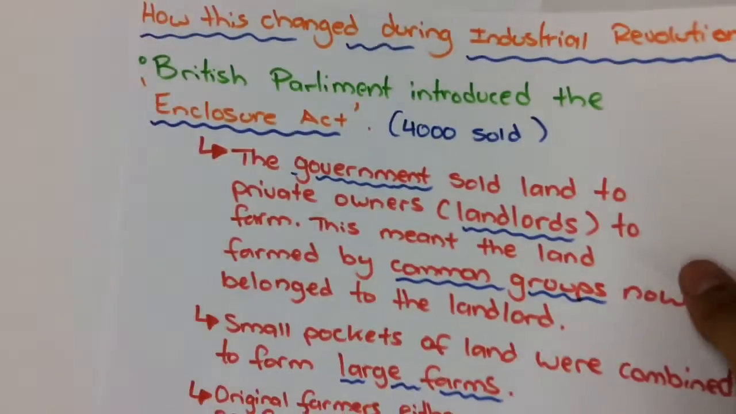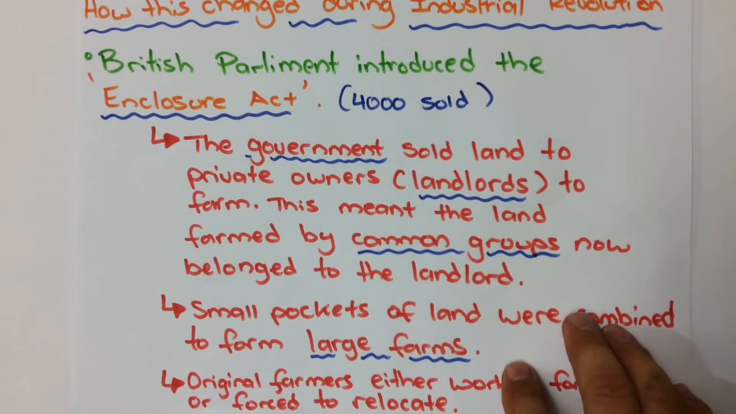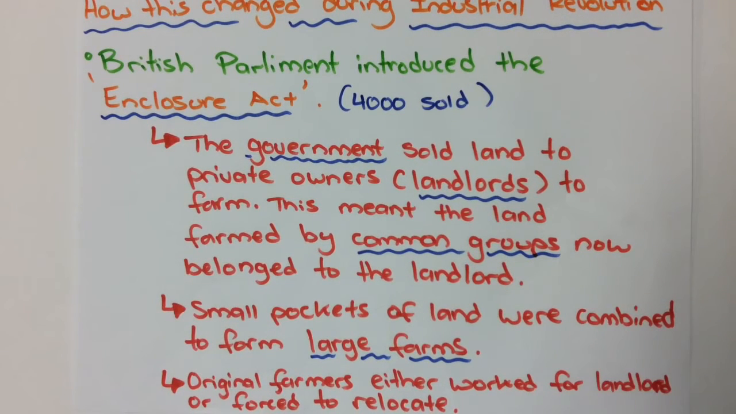How did it change? The British Parliament introduced what was known as the Enclosure Act. They sold about 4,000 of these to rich or wealthy business people. They sold them to private owners, which were called landlords, which meant those people were in charge of these once small pockets of land farmed by those common farmers or those common groups. They now belong to the landlord.